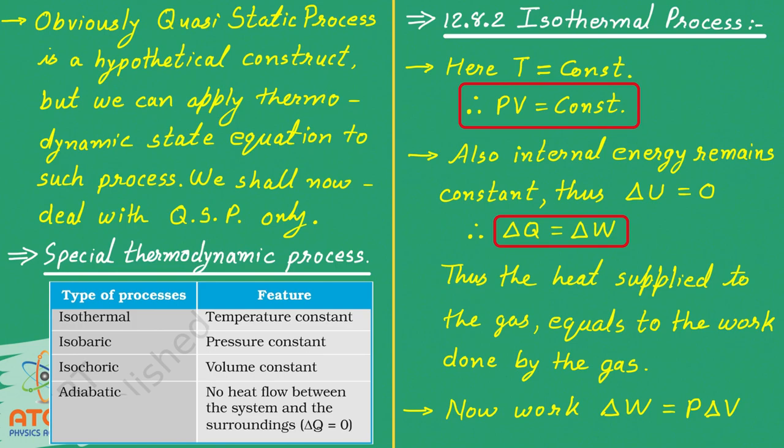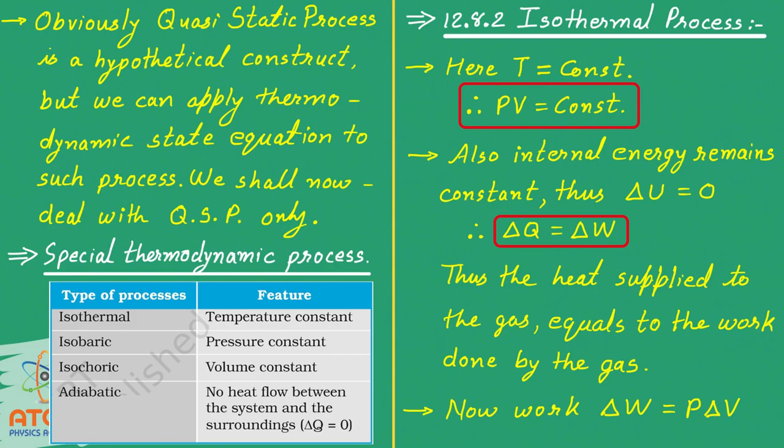Now let us move forward to topic 12.8.2, and that is the isothermal process. When we say isothermal process, that means temperature remains constant, so T is constant. Now if you use the ideal gas state equation, then obviously PV is equal to mu RT. Alright, but mu, R and T are constant, that means PV is going to be constant. This is very important for any isothermal process.